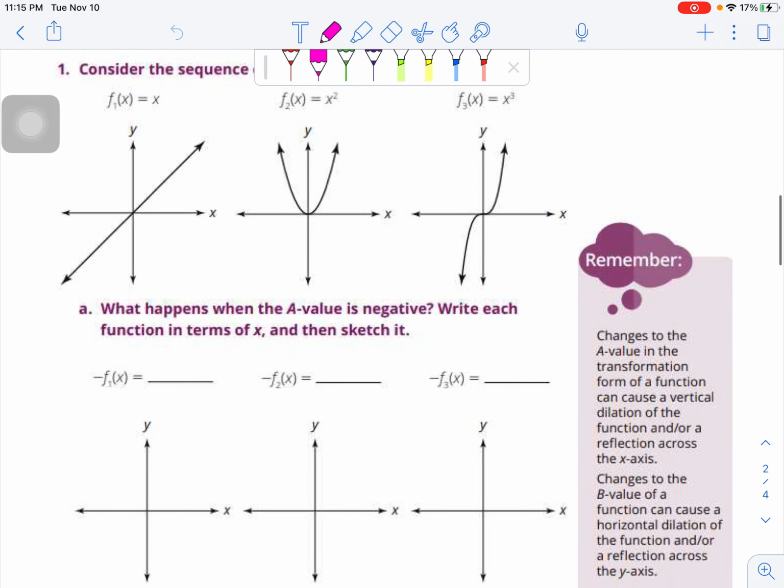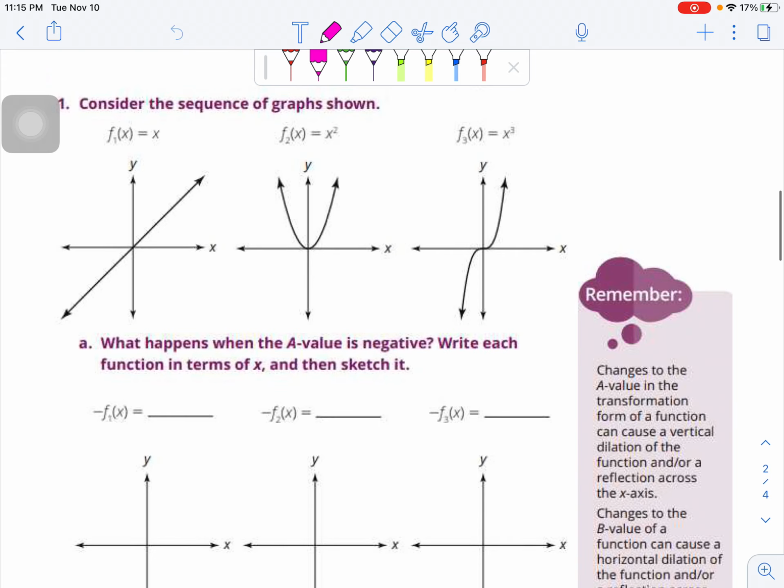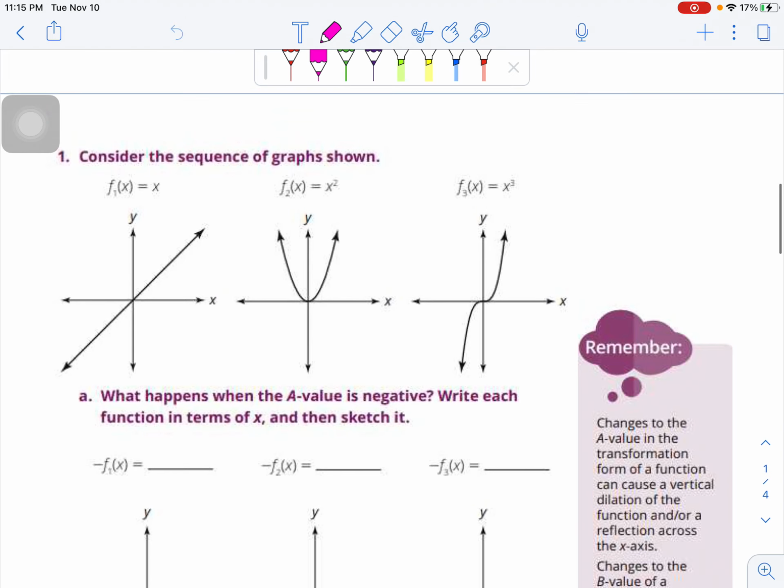And part A says, what happens when the A value is negative? Now you might look at this and say, what A value? So remember, when we're doing these power functions, all of them are written in the form P of x is equal to ax to the n, where n is that degree. So when it talks about the A value, we're talking about what happens when this number in front of the power function is negative. And so if you think about it, when we had the quadratics, those are the ones we've been working with the most in these first few units.